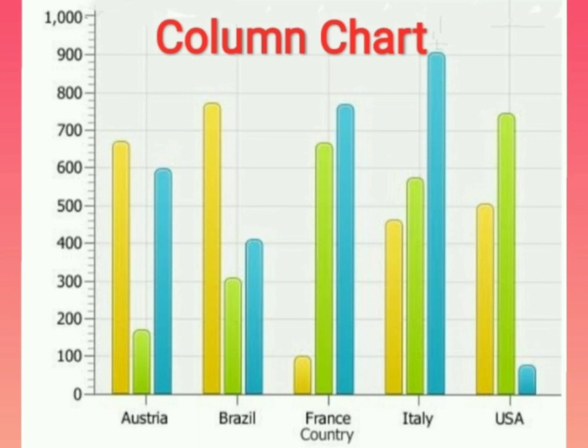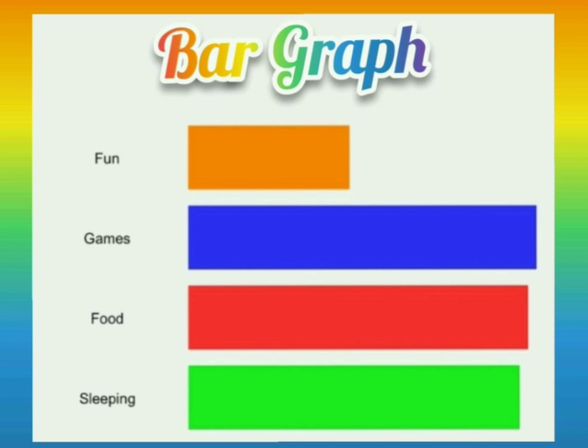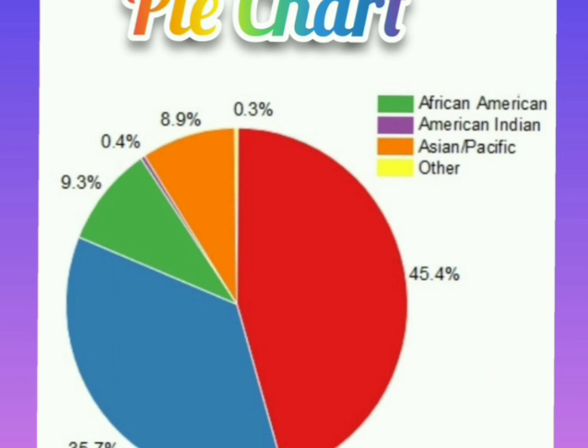It is used to show changes in data over a period of time or comparisons among different data items. In a column chart, categories are organized along the horizontal axis and values along the vertical axis. Bar graph. This chart displays data in the form of long rectangular rods, also called bars, that are placed vertically or horizontally on the chart area.